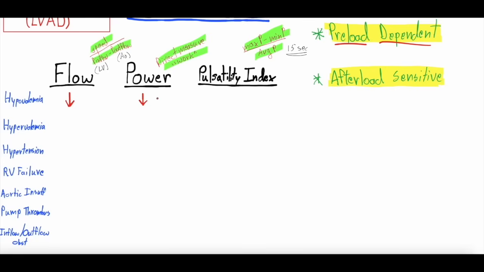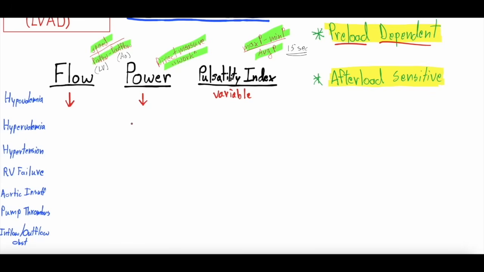Because the power is the direct measure of work. So if there's low flow, and flow is based on the speed, the revolutions per minute, the RPMs of the motor, if you're hypovolemic, meaning you don't have enough preload, meaning you have low flow, it's going to be working less hard. The power is going to be low. The pulsatility index is going to be variable depending on some complexities of the LVAD model itself and what's called the HQ curve, but it'll be variable. But low flow, low power for hypovolemia.